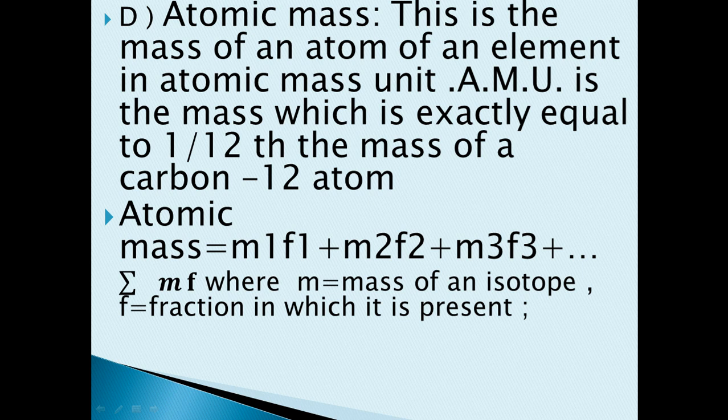So we can look at the atomic mass of an element with different isotopes. For example, when we have M1, M2, and the different fractions F1, F2, or M3, F3, we can sum all of them: the summation of MF, where M equals the mass of an isotope, F equals the fraction in which it is present. So the atomic mass is equal to M1F1 plus M2F2 and so on.